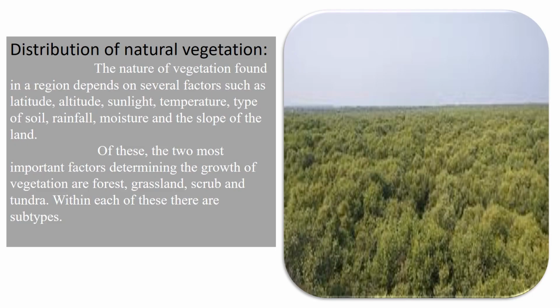Students, let us have a detailed study about the distribution of natural vegetation. The nature of vegetation found in a region depends on several factors such as latitude, altitude, sunlight, temperature, type of soil, rainfall, moisture, and the slope of the land. Of these, the two most important factors determine the growth of vegetation: forest, grassland, scrub, and tundra. Within each of these, there are two types also present.